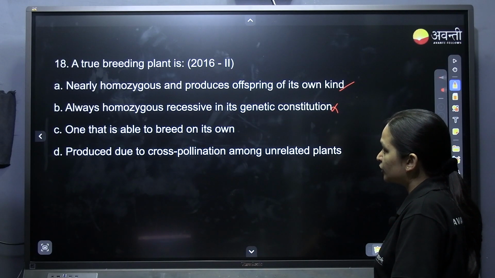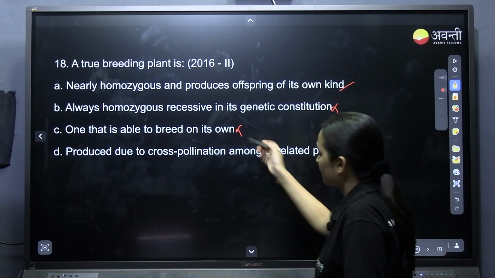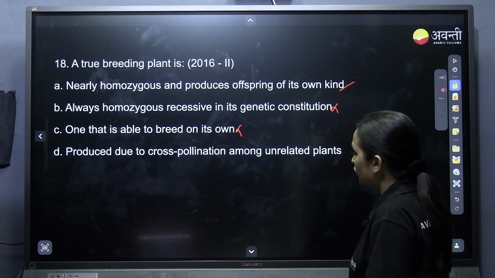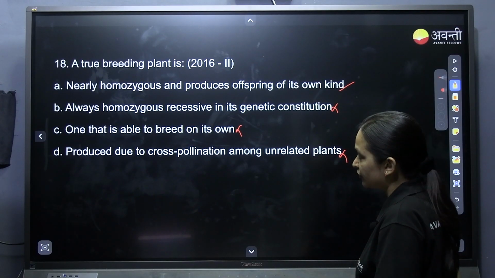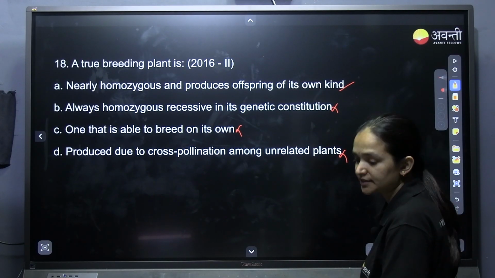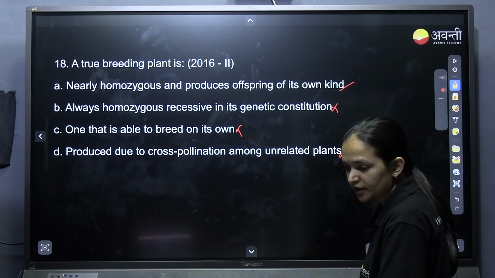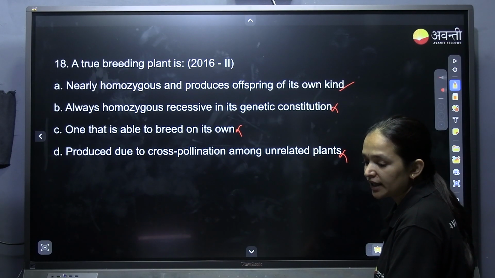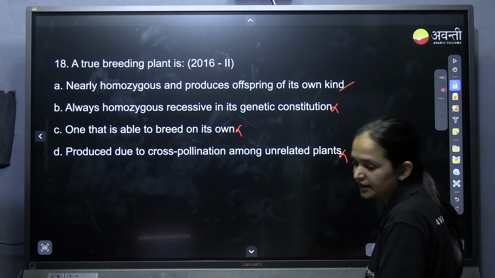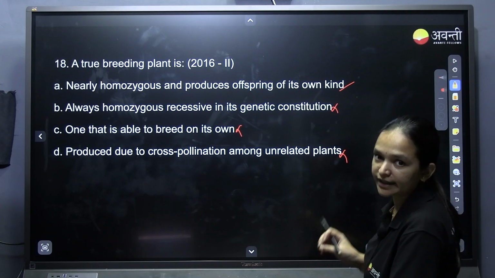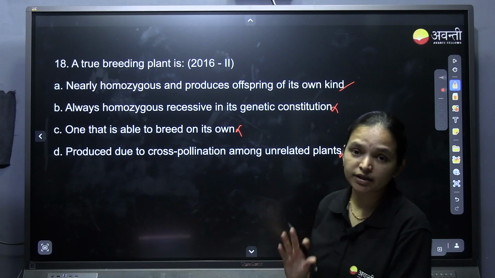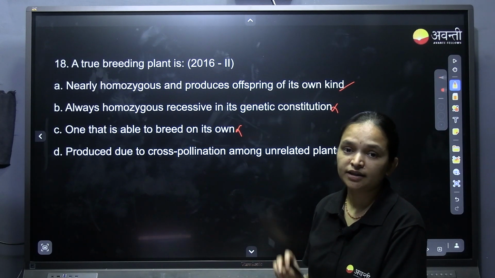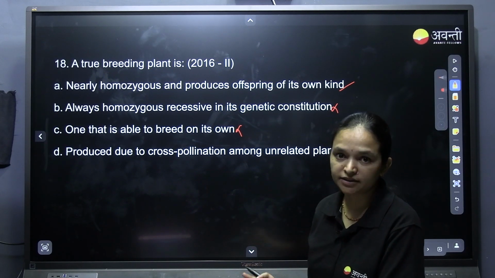The true breeding, whatever it is, it's a homozygous one. One that is able to breed on its own, and produce due to the cross pollination among unrelated plants? No. We already got the answer in the first place, that is A is the correct answer. Got it? A true breeding plant in essence is something in which both the alleles are of the same type, or homozygous type. It can be dominant or it can be recessive, but both the alleles are the same type. That is true breeding. Understanding?